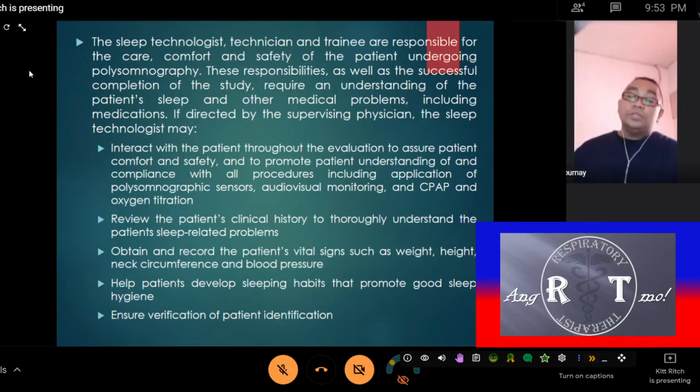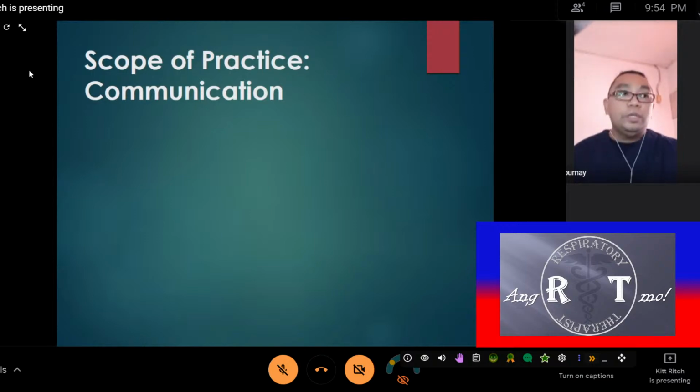Aside from that, you need also to record the patient's vital signs such as weight, height, neck circumference, and blood pressure, because these are essential factors that will affect the sleep study of the patient. Also, have the patient develop sleeping habits that promote good sleep hygiene, which means you need to inform them, at least give them a piece of advice, a recommendation, or a suggestion on proper sleep hygiene. Okay, and of course, last one is communication.